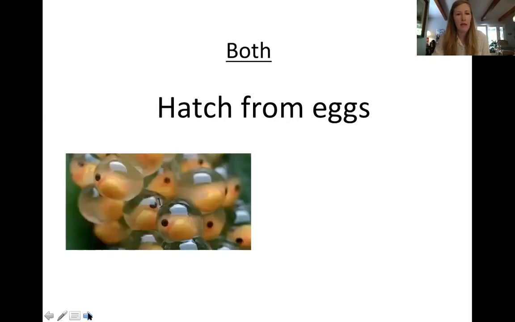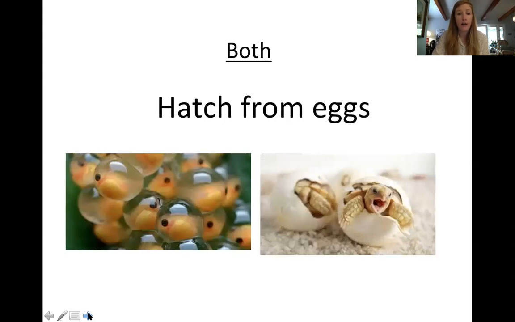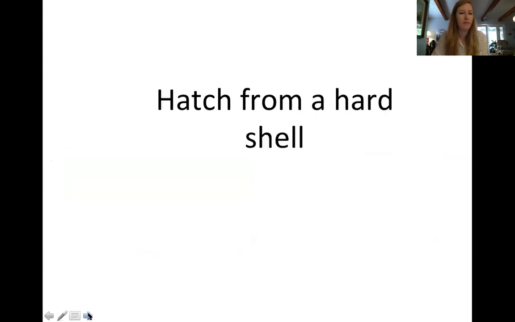And here we see the soft eggs and the hard eggs. So even though their eggs look different, they both do hatch from eggs. Except snakes, remember, they give birth to live young. Some snakes. Okay, next one.